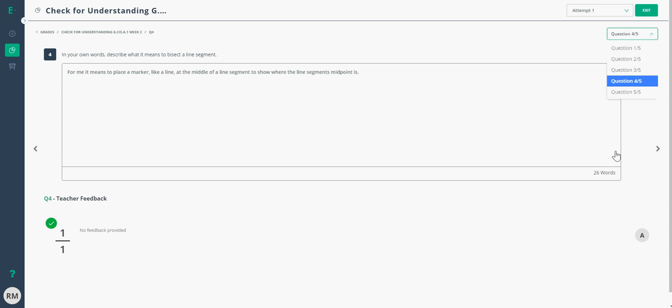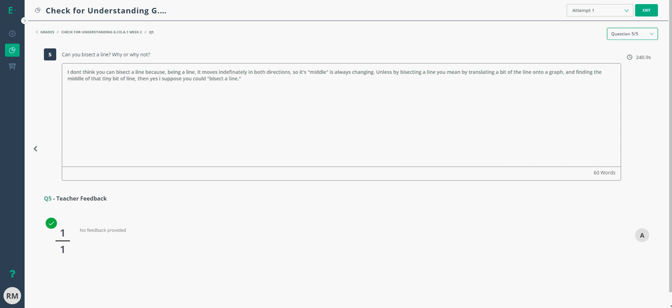Moving on to question 4, we see, in your own words, describe what it means to bisect a line segment. So, as this person stated, for me, it means to place a marker like a line at the middle of the line segment to show where the line segment's midpoint is, which is something that works. Really, what I'm looking for when bisecting a line is that you're cutting a line segment in half. That's what it means to bisect a line segment.